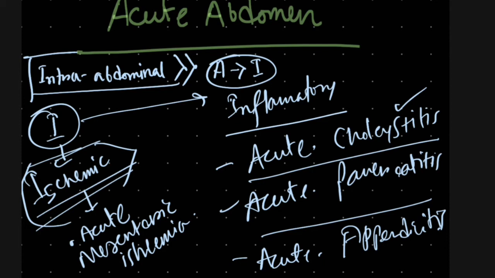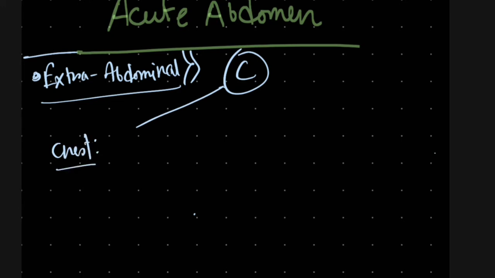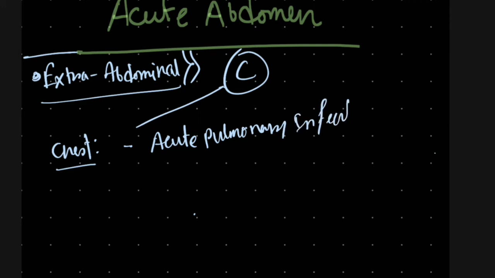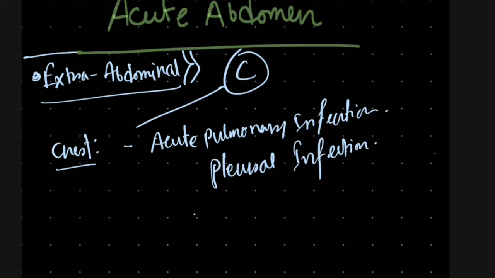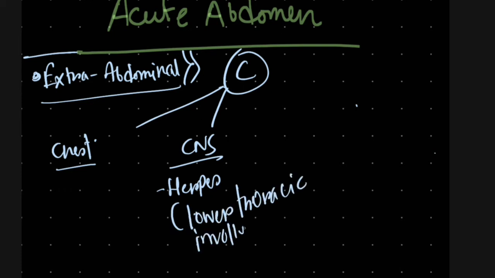Now let's see about the extra-abdominal causes. All the extra-abdominal causes of acute abdomen start from C. There are basically four causes. C for chest-related causes like acute pulmonary infection or acute pleural infection. Any pulmonary or pleural involvement can mimic acute abdomen. Next comes central nervous system. Central nervous system causes are herpes zoster. Due to herpes zoster, there might be lower thoracic involvement. This lower thoracic involvement of herpes zoster might present as acute abdomen.